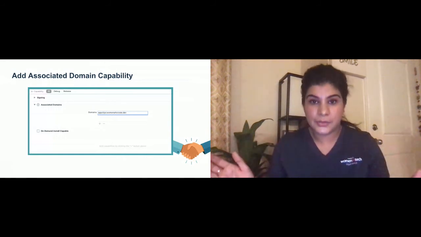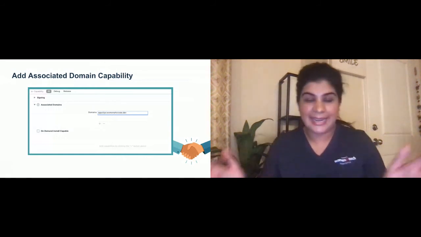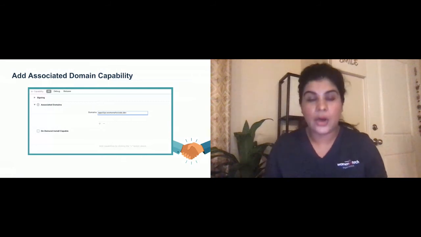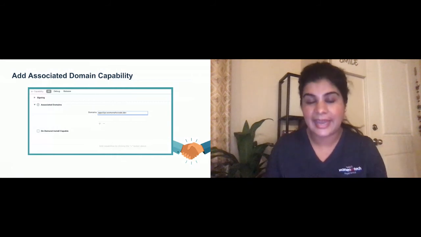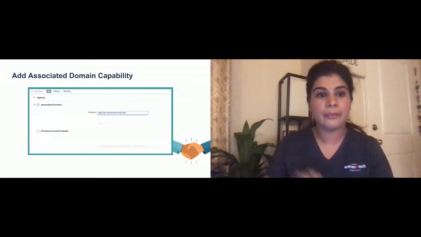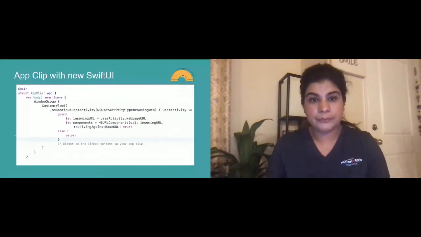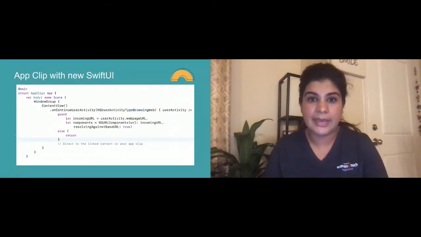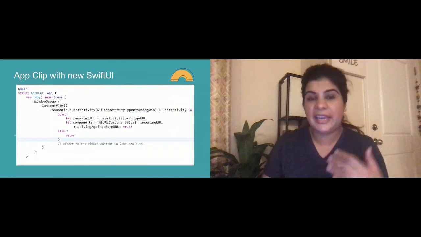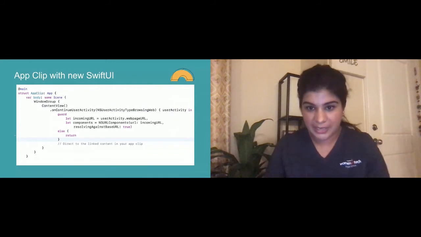Now, the association between your web server and app clip project is ready. The only thing left is you have to handle these links within your code. If your mobile application has adopted the new SwiftUI, this is how you're going to be sniffing and using the information coming from the content.